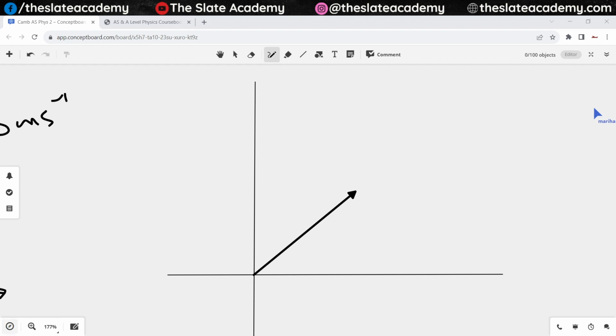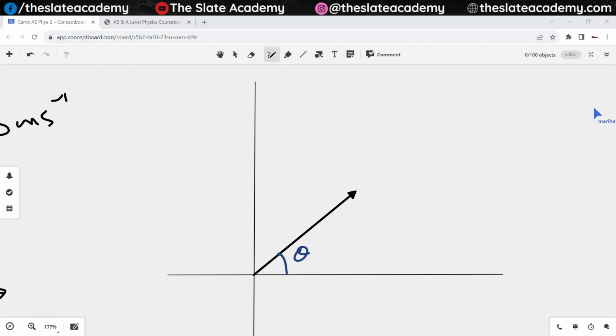And the other thing that we need to know about a vector is that it needs to have a direction. So I can define the direction of this particular vector either with respect to the x-axis or with respect to the y-axis. Let's do it first with respect to the x-axis. So let's say that this is making an angle theta with the horizontal. So far so good.